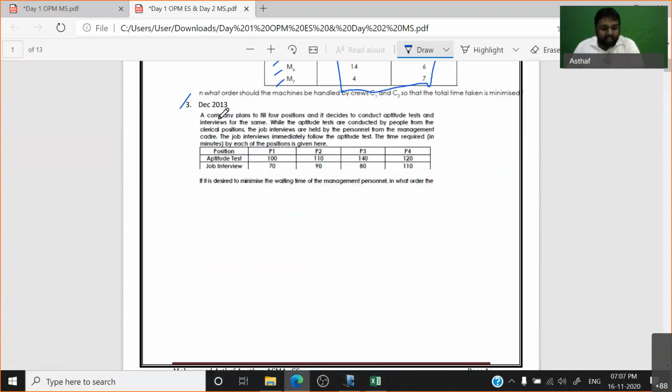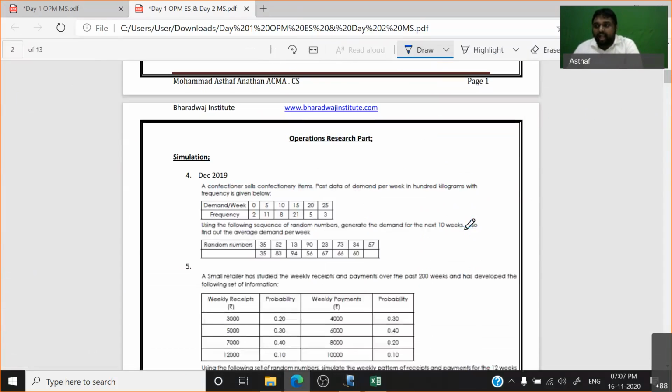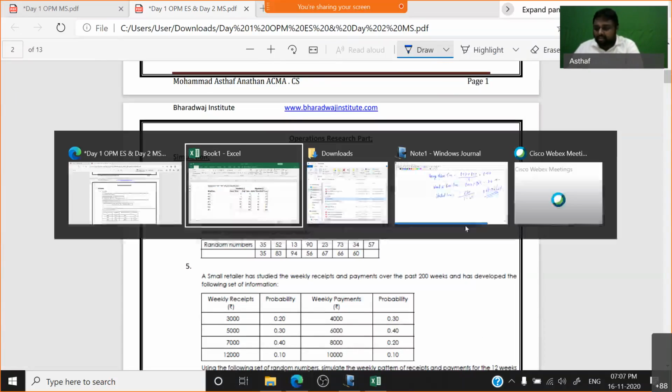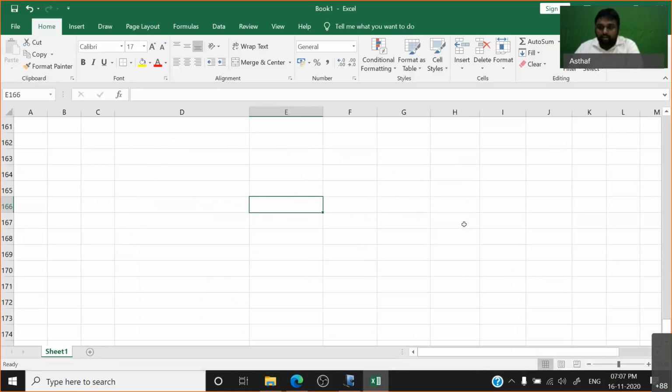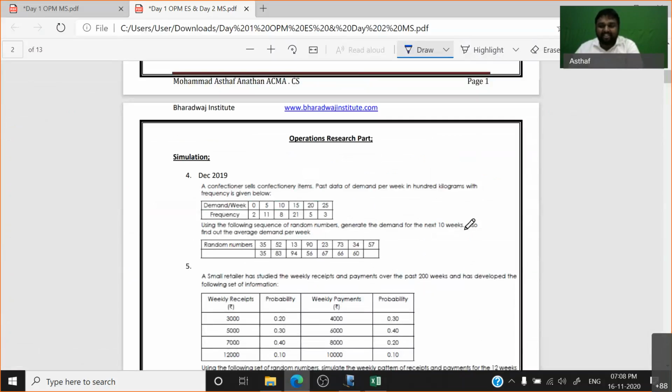So, question number 3. Some of the friends already finished it. The answer is 540. So, I'm not giving separate thing. You can do it as a homework. Some of the friends already completed. The answer is 540. Now we will go for another interesting area, simulation. Whoever has not finished, you can do it as homework.